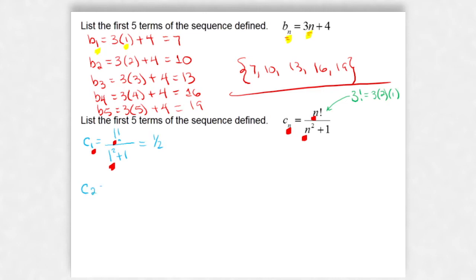C sub 2, what does the calculation look like? 2 factorial over 2 squared plus 1. Very good. So 2 factorial is 2 times 1, and 2 squared plus 1 is 4 plus 1, which is 5. There's my second term. For the third term, what would the calculation look like? Because that's what's key here. 3 factorial over 3 squared plus 1. Now 3 factorial is 3 times 2, and 3 squared plus 1 is 9 plus 1. I want to say this third one is 3/5. Basically, we're done here.